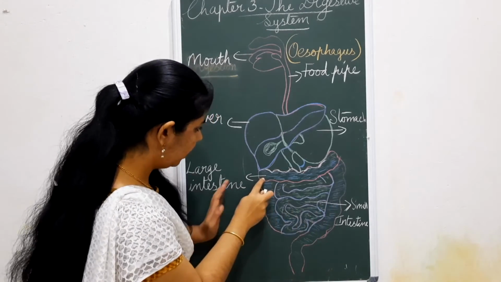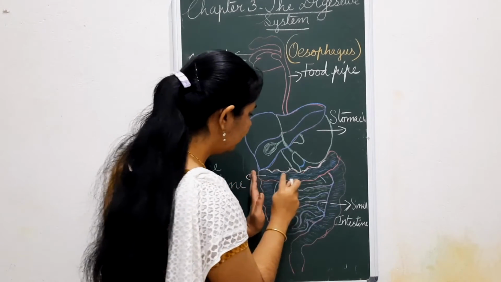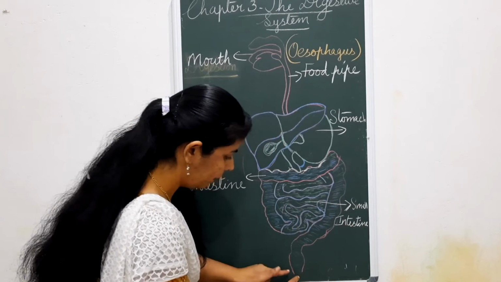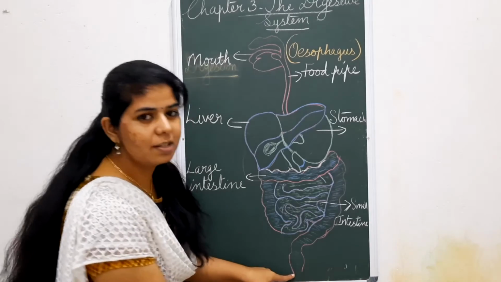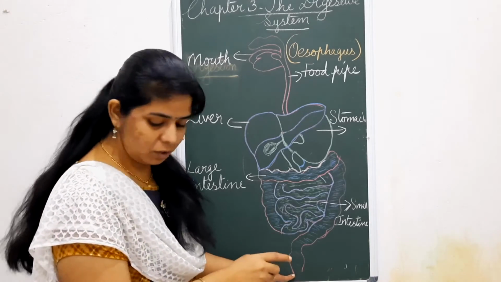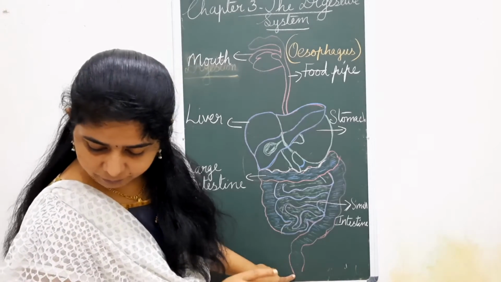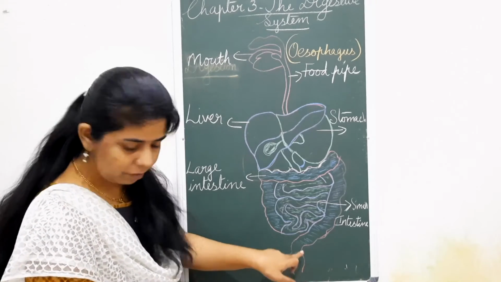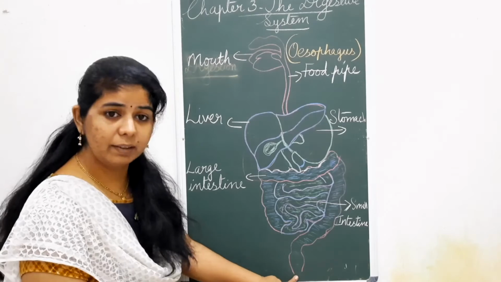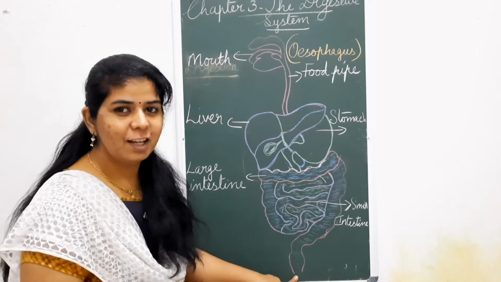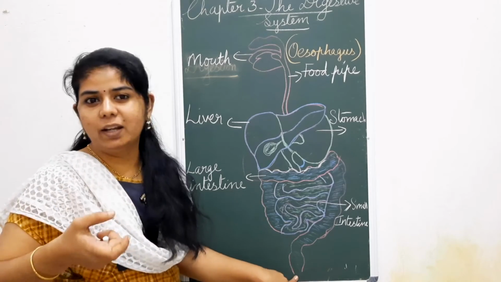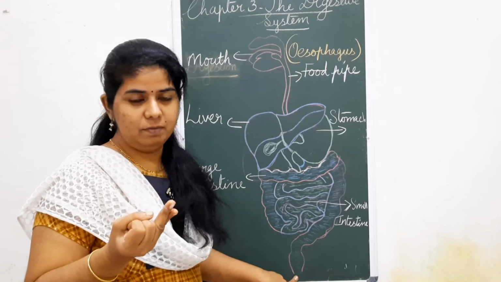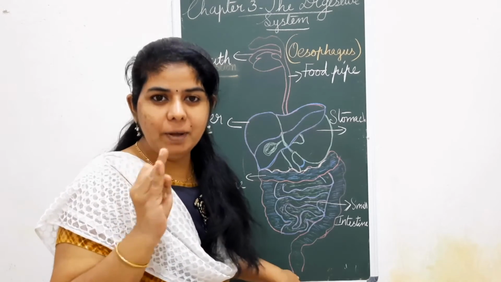Now look at this organ, the large intestine. The waste is taken and you can see an opening here. Through this opening it is taken to the rectum. The last part of this is called the rectum, and from the rectum, through this opening, called the anus, it is going out in the form of your number 2. That is the waste from the food.